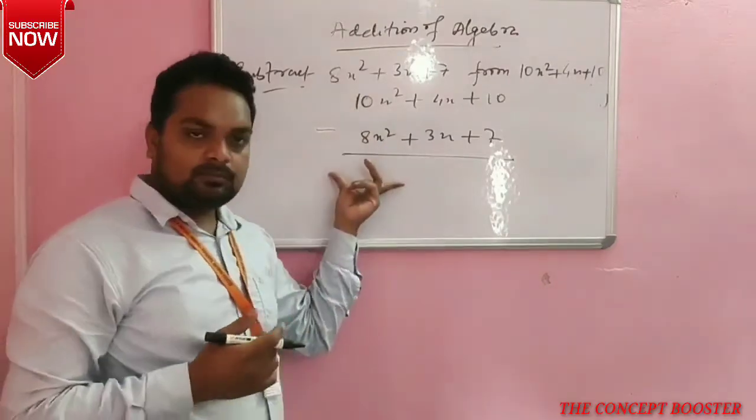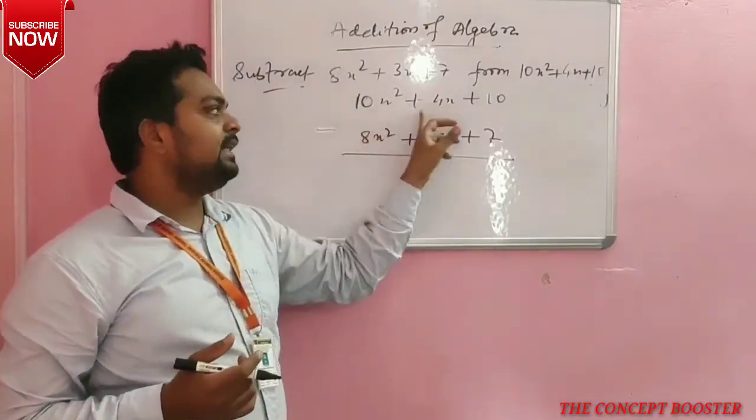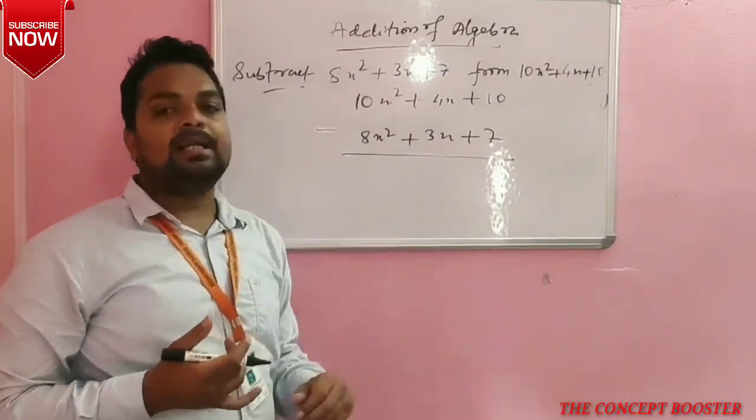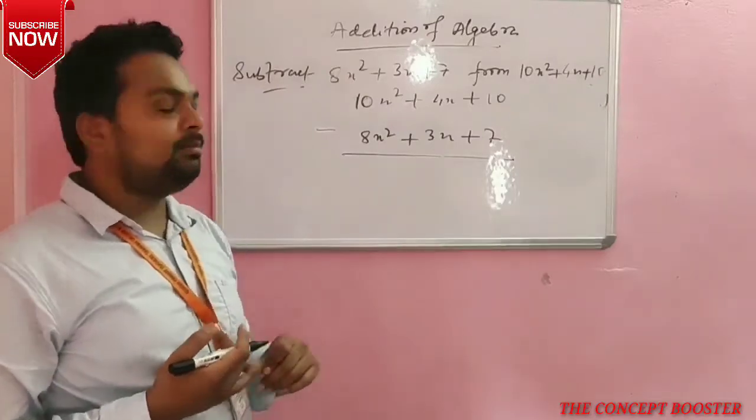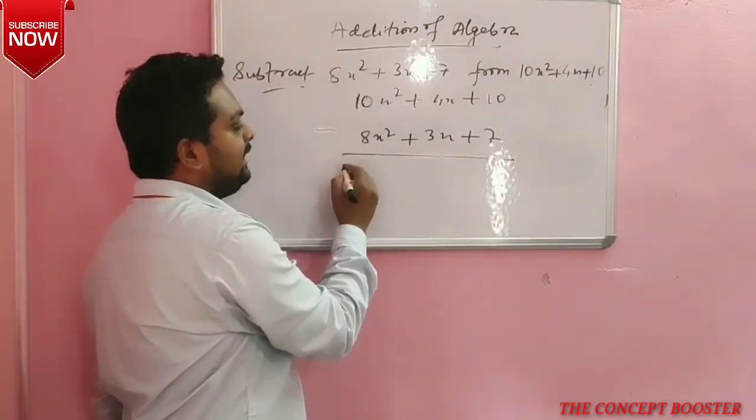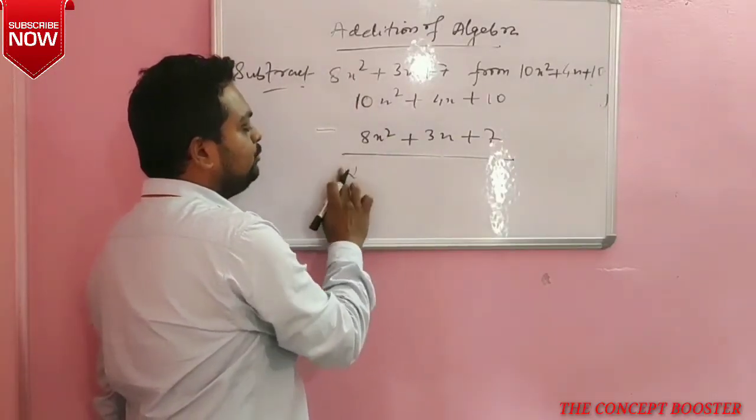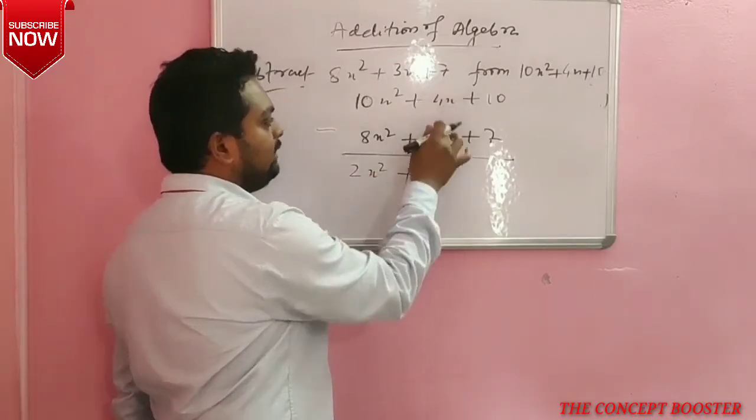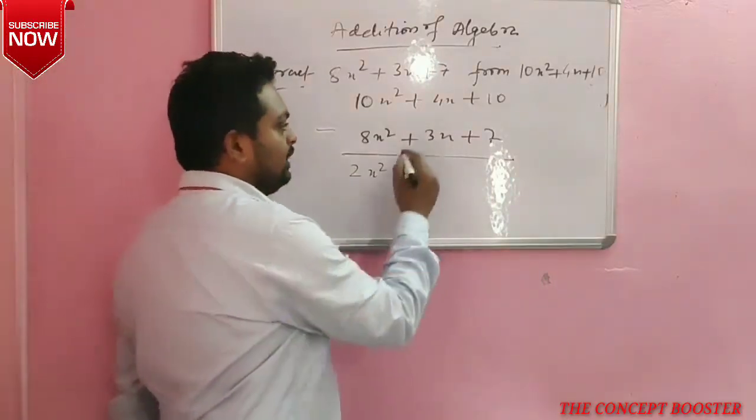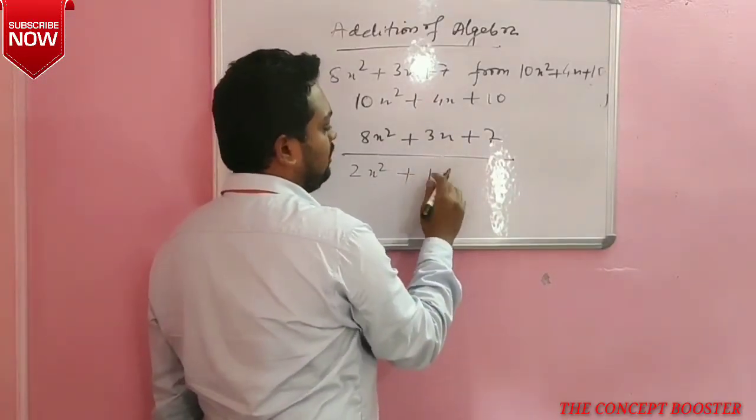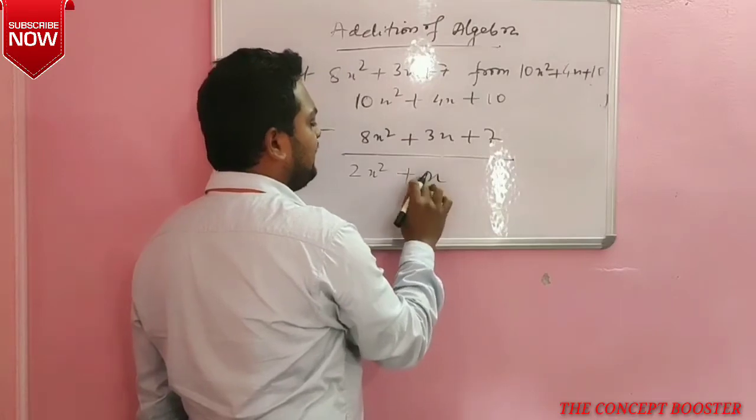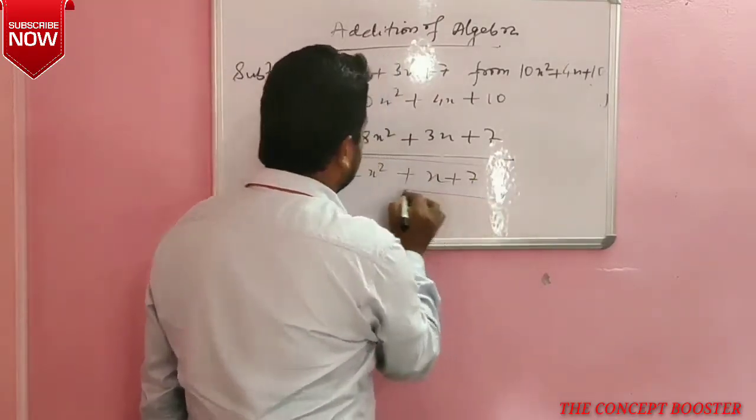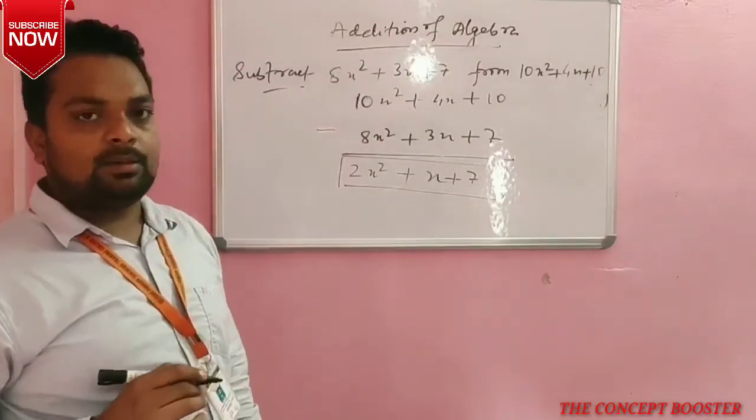Okay, so we can write this as 10x square plus 4x plus 10, subtract 8x square plus 3x plus 7, changing the signs to minus and minus. So 10 minus 8 is how much? It is 2x square. Then 4 minus 3 is how much? It is 1x, or simply you can write it as x. And 7. So the result is 2x square plus x plus 7.